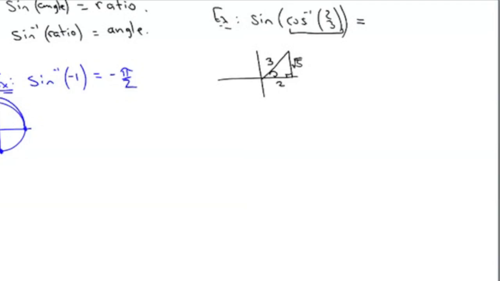All right. So this is the angle we're talking about. Now this angle is cosine inverse of 2/3. So what is the sine of this angle? It would be.